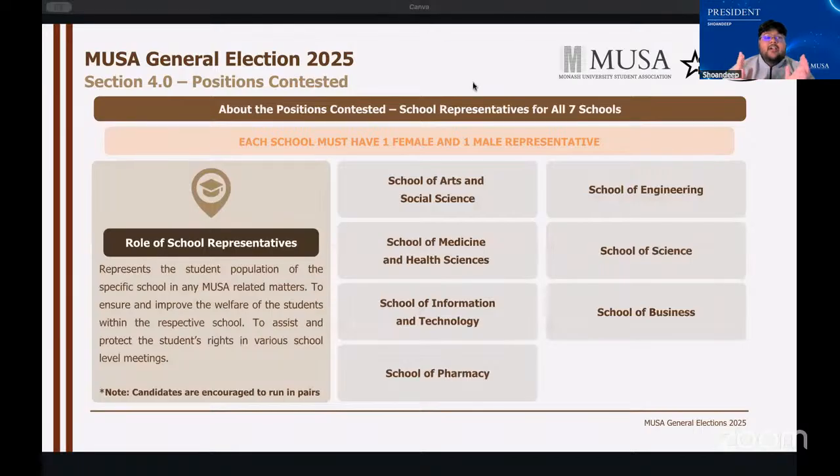And lastly, I'll be going into the school representatives. The last few are very crucial to make sure academic and education related matters are brought up accordingly. Keep in mind a few things: firstly, each school can have only one male and one female representative. And number two, you can only represent your own school. You can't be from the School of Engineering and represent the School of Pharmacy. Doesn't work that way. Now, their job is to represent the student population of the school in MUSA-related matters to ensure the welfare of the students is dealt with accordingly in aspects related to their school.